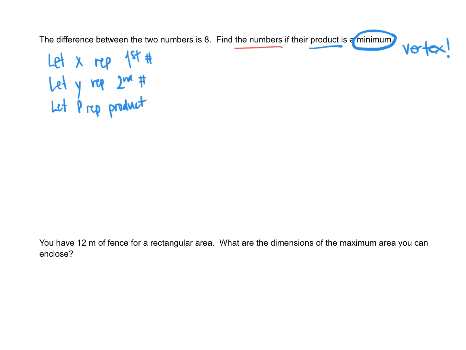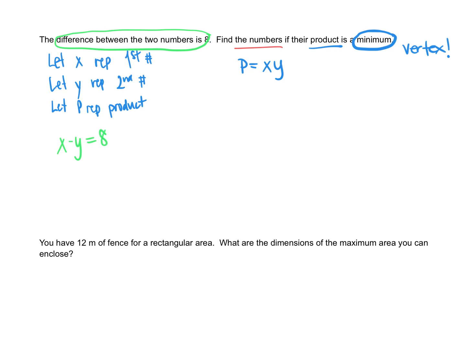Actually, I'll just start with that. The product is a minimum. I need to find the vertex of the product equation. Product means multiplication. So product equals x times y. So product equals first number times second number. Obviously, this isn't quadratic yet. I can't find the vertex of this, but maybe this information here, the difference between the two numbers is 8. Difference means subtraction. So x minus y should give us 8.